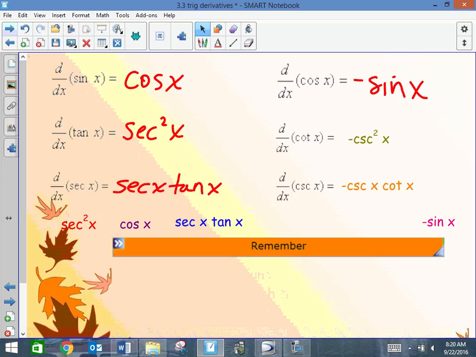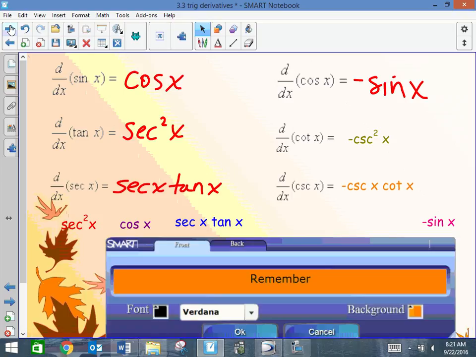The big column that's negative. Okay, they're all the co's. All the co's have negative derivatives. Cosine, cotangent, cosecant. Okay, all the regular ones, sine, tangent, secant, have positive derivatives. Okay, now this will help you with the rest of the memorization. But y'all got good memories, right? More so than me. I can remember them. Anybody can remember them.